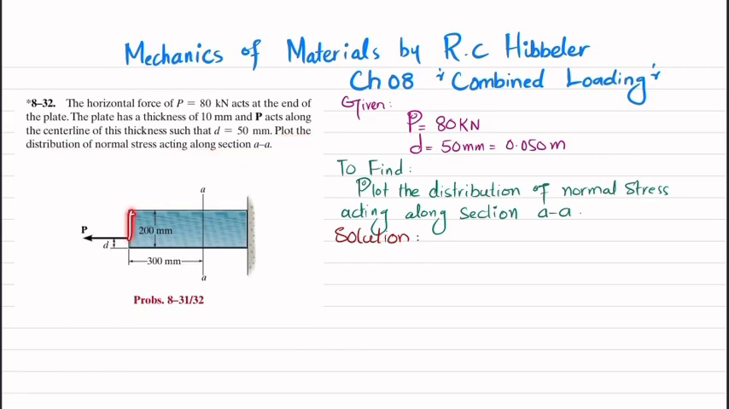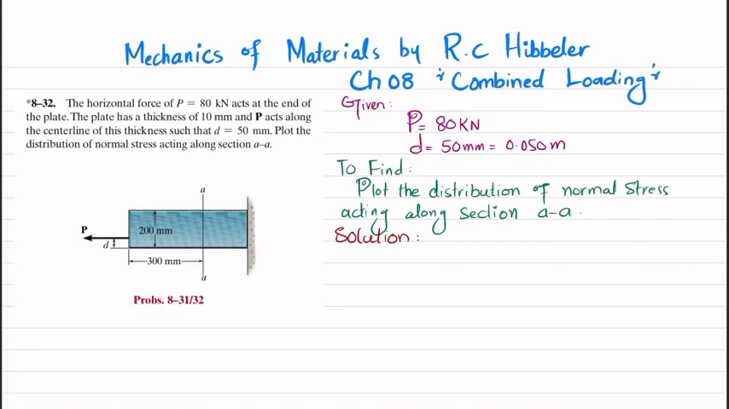So you can see this is the plate that is fixed support at this end, and there is a P load that applied at a distance of 50 millimeter from this base. Clear? And the length where it is section is 300 millimeter. So you have to find the stress distribution. So let's start with the solution.